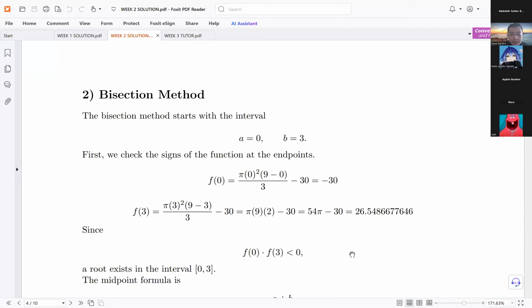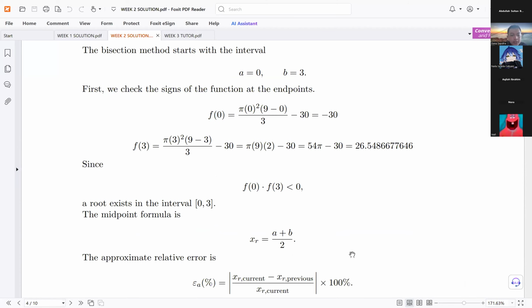XR divided by 2. And this is the formula for approximate relative error, and the true relative error you already know. So for the first iteration, A is 0 and B is 3, and XR is 1.5. So f(1.5) is negative 12.